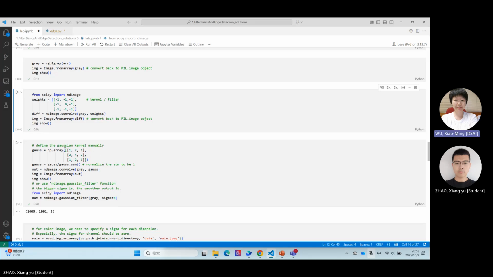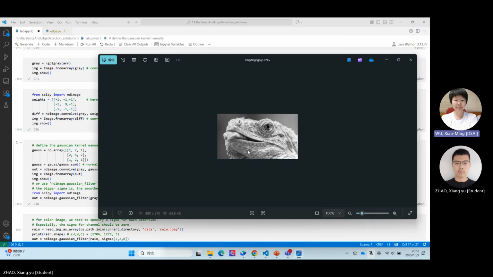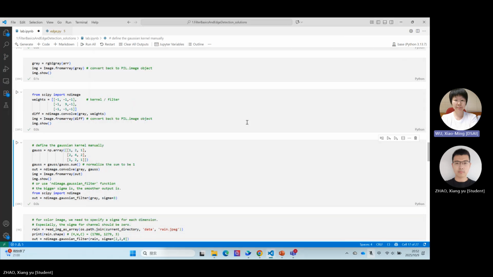Also, let's see the Gaussian kernel. We can define the Gaussian kernel manually. This is a classical Gaussian filter, and also we can use the convolve function to process the input gray images by using the Gaussian filter, we can see the results. Okay, you can see the image is more blurred than the original images.